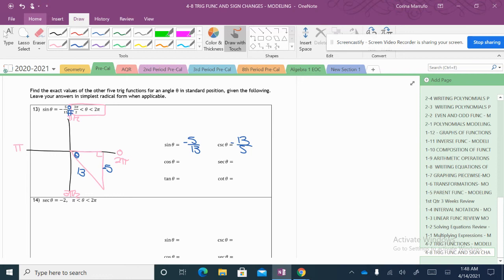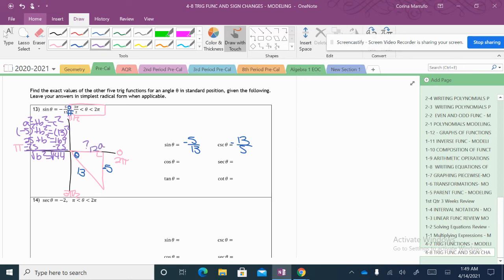Then we need to figure out the rest of the trig values, so I need to find this missing side right here. So I'm going to go ahead and do a squared plus b squared equals c squared. So negative 5 squared plus b squared equals 13 squared. And we're going to solve for b, so this gives me 25. This gives me 169. I subtract the 25. And this gives me b squared equals 144. I take the square root, and b gives me 12. So this side is 12.